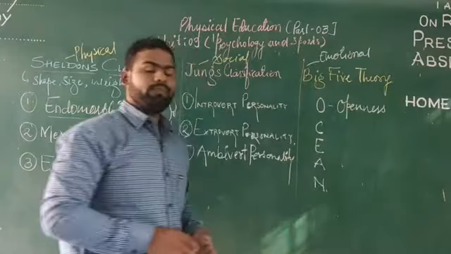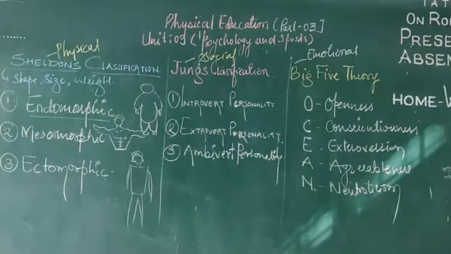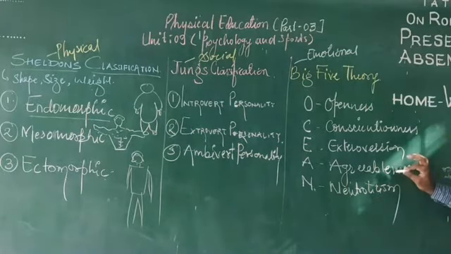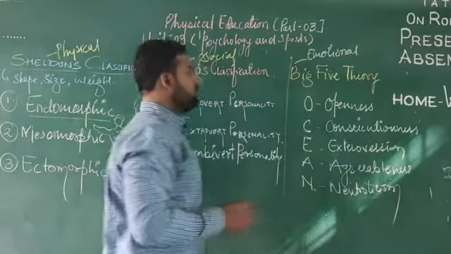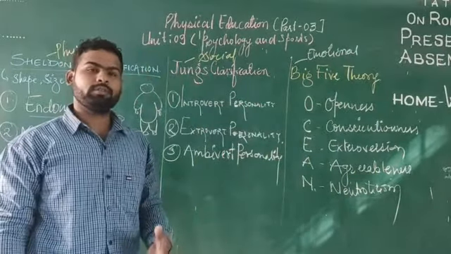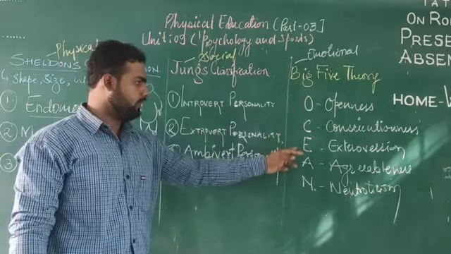Openness. C for conscientiousness, right? So students, we were discussing the Big Five theories, right? O for openness, C for conscientiousness, E for extroversion, A for agreeableness, and N for neuroticism. So the personality of one should be like an ocean. Okay? You can remember it, O-C-E-A-N.